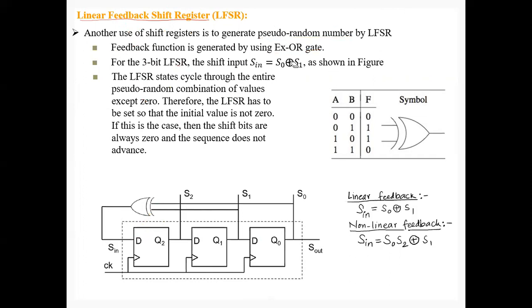Now the input of the register is given by this formula. Depending on what you want to do, you can choose one or the other. We have chosen this for some reason, and I'll explain that in the next slide. So you can choose a different feedback system here.